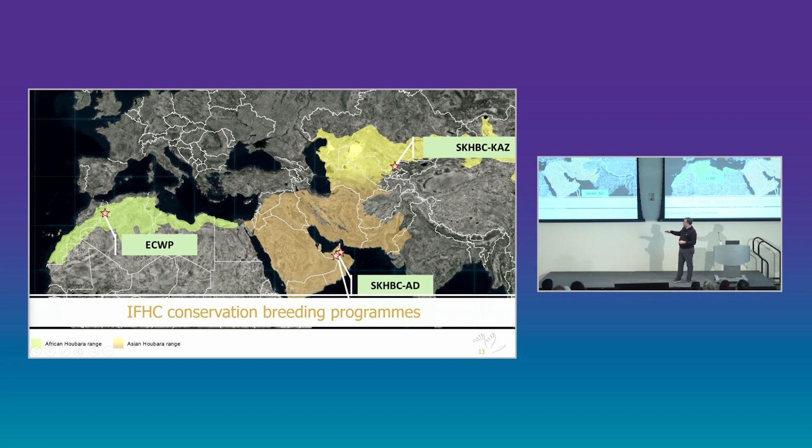One in Morocco is the Emirates Center for Wildlife Propagation, which is working on the North African Houbara. One in the UAE, the National Avian Research Center and the Sheikh Khalifa Houbara Breeding Center in Sweihan. It's about an hour away from Abu Dhabi. And one in Kazakhstan, the Sheikh Khalifa Houbara Breeding Center. And all those programs are actually managed by the International Fund for Houbara Conservation.